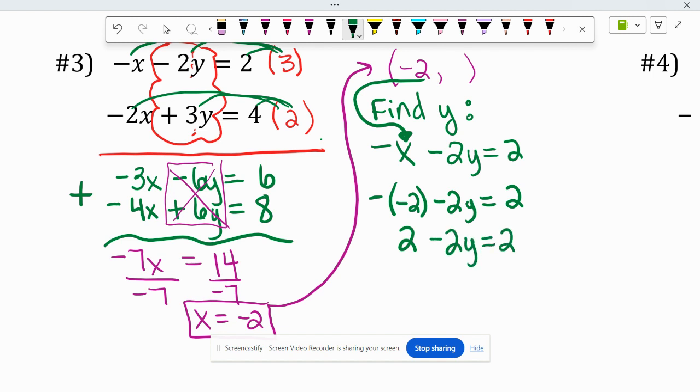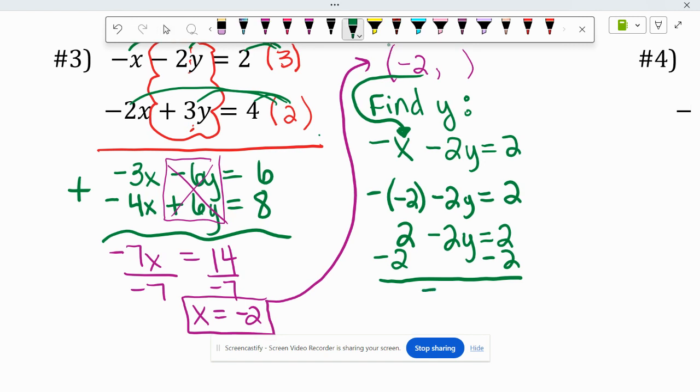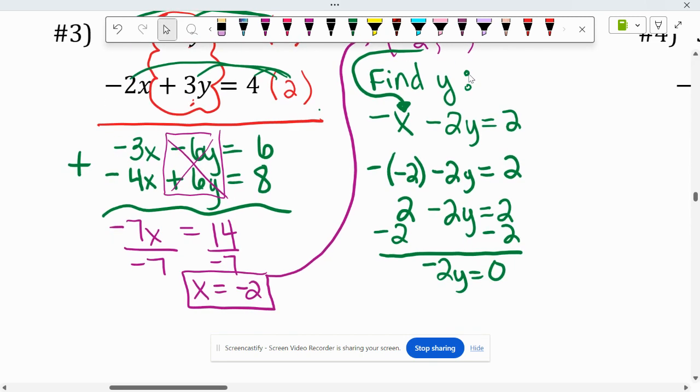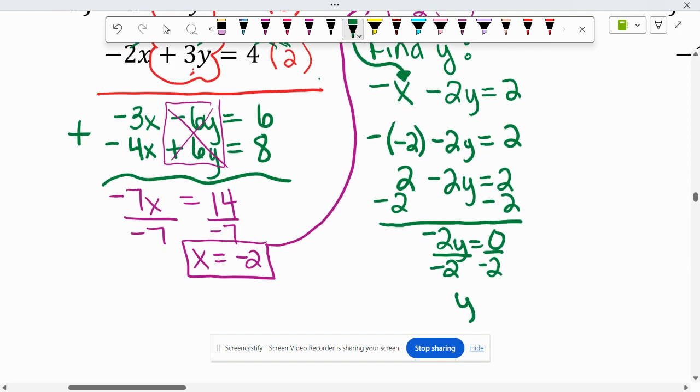What do you want to do next? Take away, so subtract 2 from both sides. Subtract 2 from both sides. And what? So negative 2y equals 0, which means what? It's not wrong. We divide both sides by what? What are we dividing by? Negative 2. Yeah, you always divide by the number attached to the variable. That just means that y equals 0.